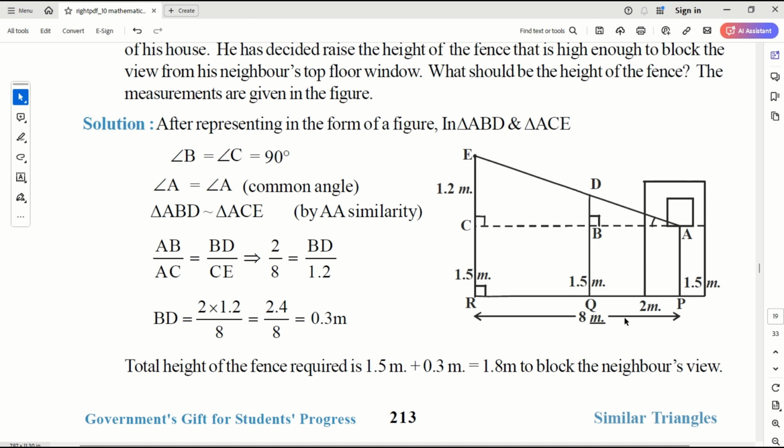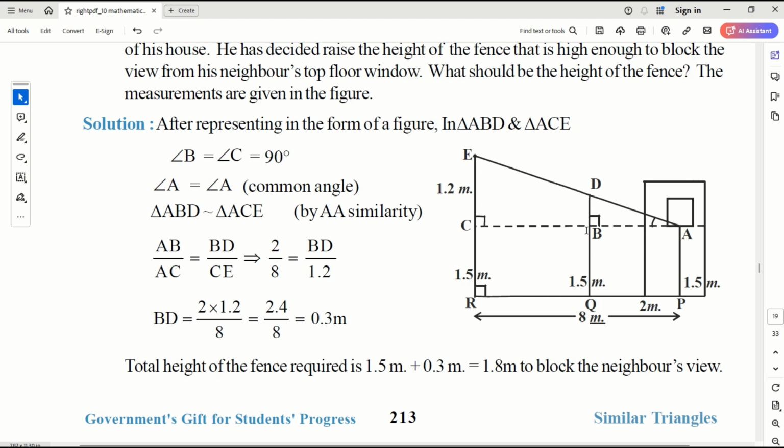This is 8 meters, given. So triangles are formed here: ABD and ACE. This will form the two similar triangles. Now you need to find the BD basically. How much should be the BD?